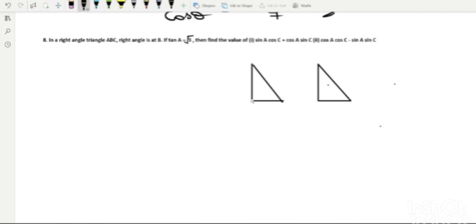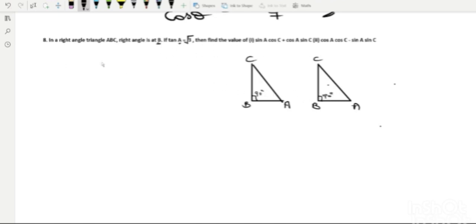So you can take the values here, and he has mentioned that the angle is 90 degrees at B, and the angle is at A. For clarity, you can write it as A, B, C here, and let me write A, B, C again. I have taken two triangles here. This is 90 degrees as per the given question.